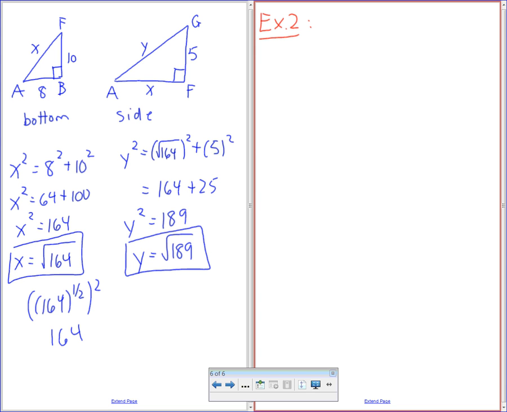Okay, example 2. All right, here we go. From the top of a building, a fighter looks down at 2 fighters.